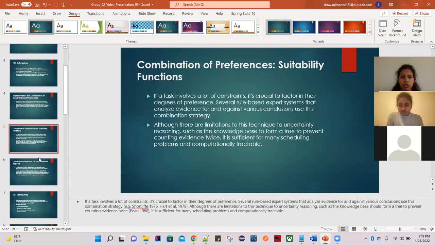Coming to the combination of preferences and suitability functions, if a task involves a lot of constraints, it's crucial to factor in their degrees of preference. There are several rules that analyze evidence against various conclusions. There are limitations to this technique of reasoning, such as the knowledge base should form a tree to prevent counting evidence twice.